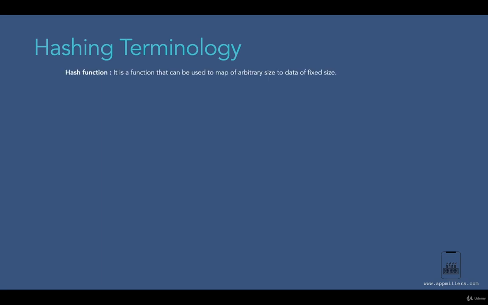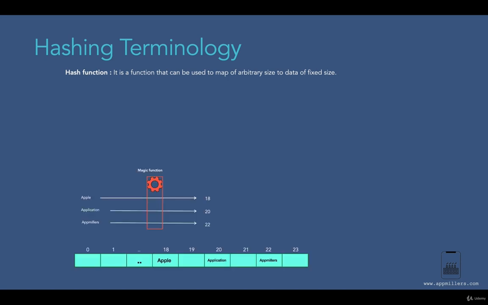By definition, it's a function that can be used to map data of arbitrary size to data of fixed size. As you remember in the previous lecture, we used a magic function to convert strings to numbers to store them in the array based on the cell index. The magic function that we used to insert these strings into this array is called a hash function. If we apply this hash function on a given string, it will convert it to a number, and we will use this number to insert the string into this array.